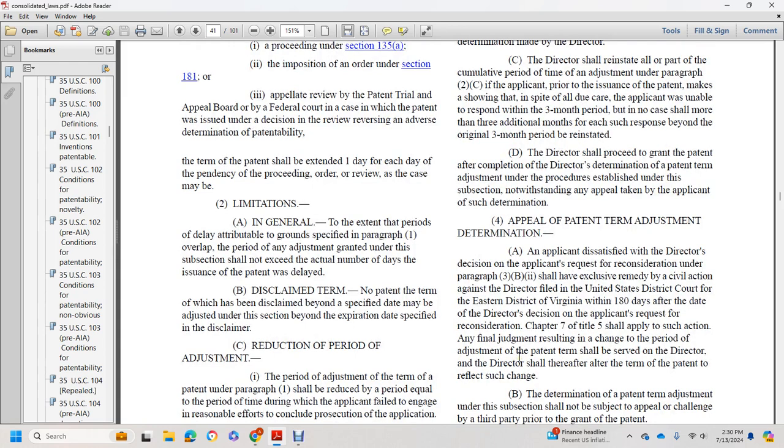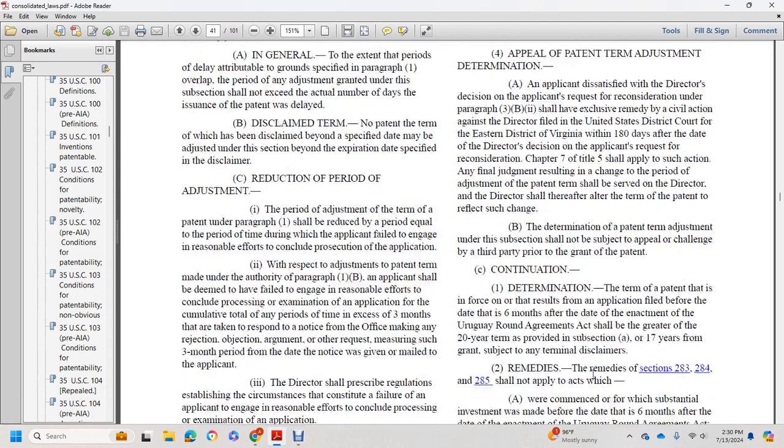An applicant dissatisfied with the director's decision on the applicant's request for reconsideration under paragraph 3b2 shall have the exclusive remedy by a civil action against the director filed in the United States District Court for the Eastern District of Virginia within 180 days after the date of the director's decision on the applicant's request for reconsideration. Chapter 7 of title 5 shall apply to such action. Any final judgment resulting in a change to the period of adjustment of the patent term shall be transmitted to the director, who shall thereafter alter the term of the patent to reflect such change.